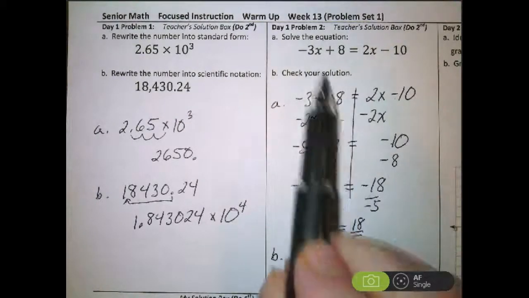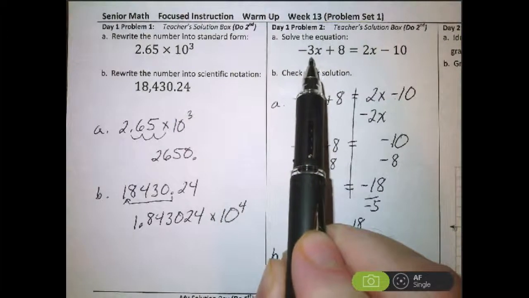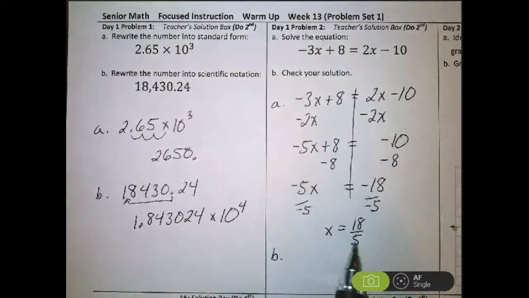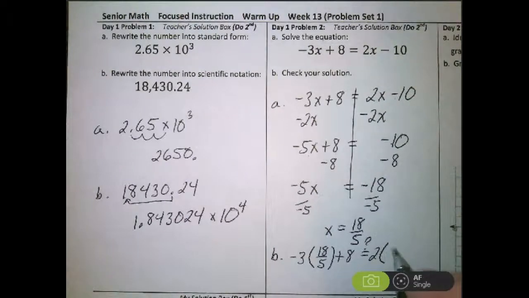So to check an answer, go back to the original equation, and where the letter x is here and over here, substitute the answer that we think is correct, 18/5. So negative 3 parentheses, 18/5 plus 8. We're wondering if that is equal to 2 times, and then in parentheses, 18/5, subtract 10.